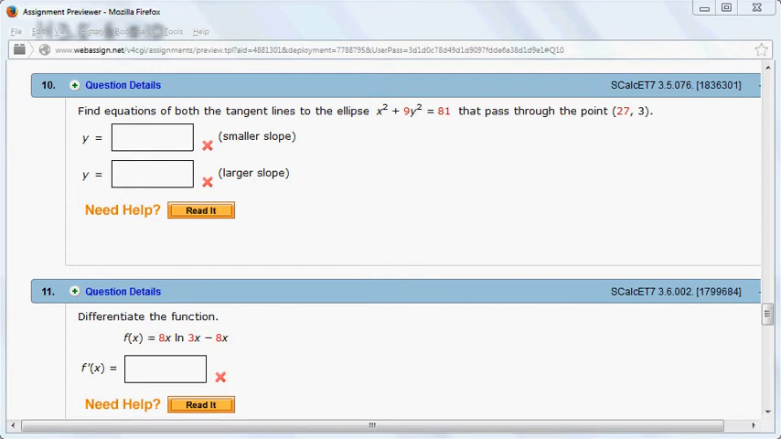Okay, let's look at homework 3.5, 3.6, problem number 10. We want to find the equations of the tangent lines to the ellipse x squared plus 9y squared equals 81 that pass through the point (27, 3). It looks like there are going to be two tangent lines, so let's do that.